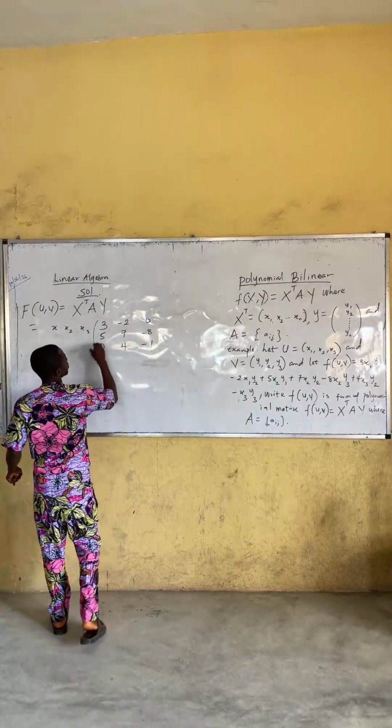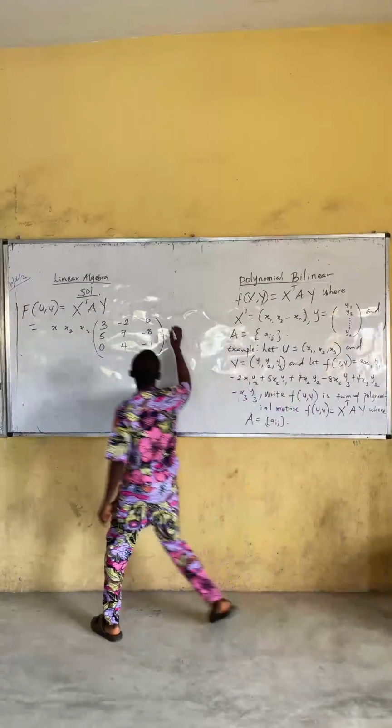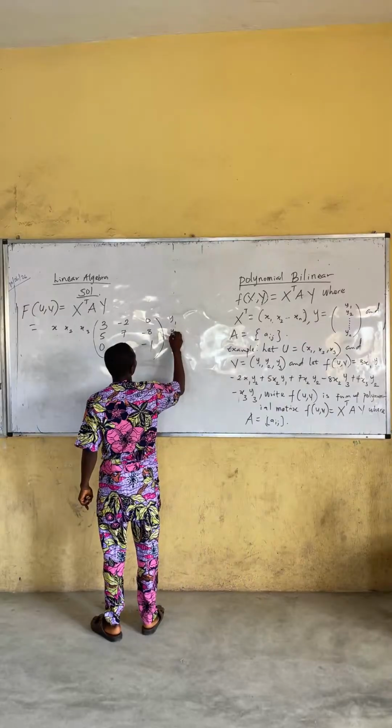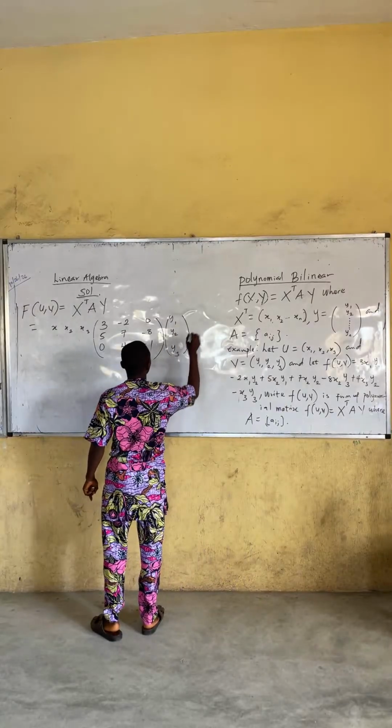But you have to put the y up like this, Abi. You now put what? Y1, y2, y3. That is your, yes.